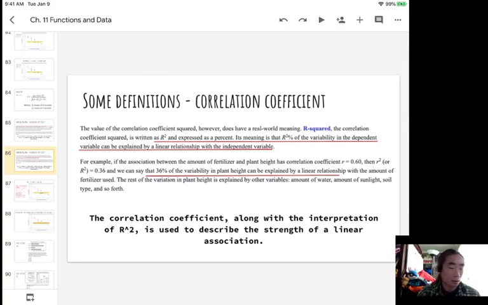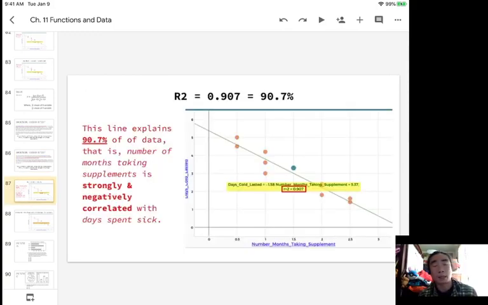Going back here to our days sick versus number of supplements, when we look at this R squared value, it is 90%, right? Close enough to 91. So this line of best fit explains 91% of the variability in the data, right? It's pretty strong and negatively correlated. The number of months taking a supplement, that's your x-axis, is strongly and negatively correlated with the days spent sick. That's your dependent variable, Y.